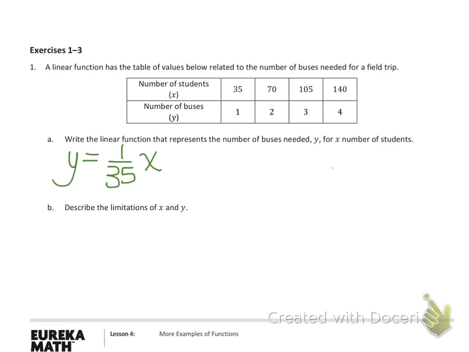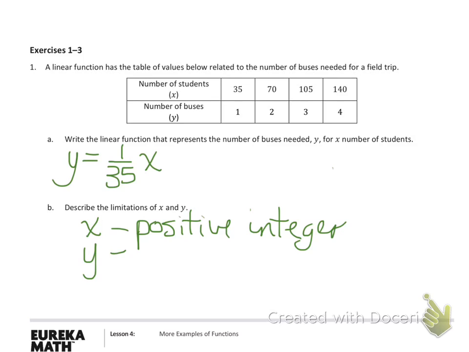Well, x would have to be a positive integer. We can't have negative numbers of students, and we don't take half students on trips, right? And y is also a positive integer. Or I should say non-negative. I guess we could have 0. So no fractions for either these inputs or outputs.